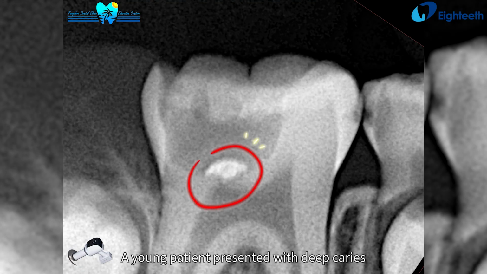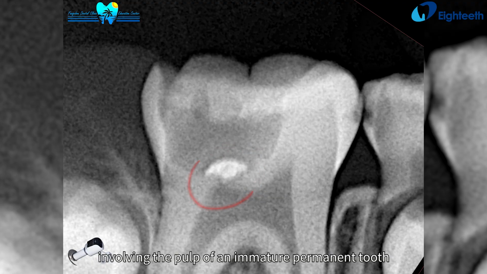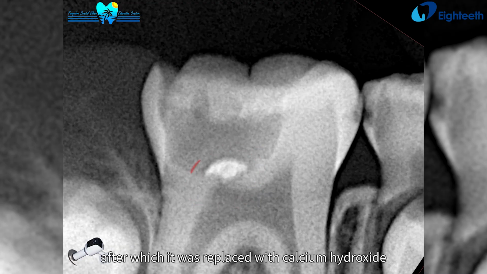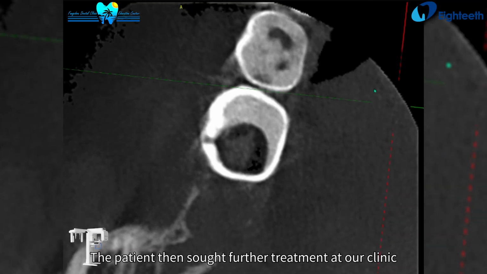A young patient presented with deep caries involving the pulp of an immature permanent tooth. A devitalizing agent had been applied at another clinic for 2 hours, after which it was replaced with calcium hydroxide. The patient then sought further treatment at our clinic.